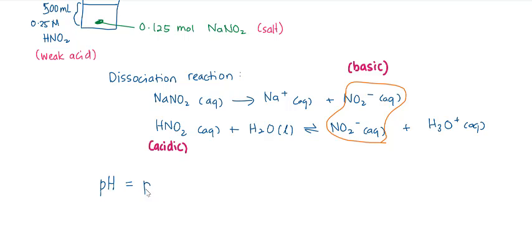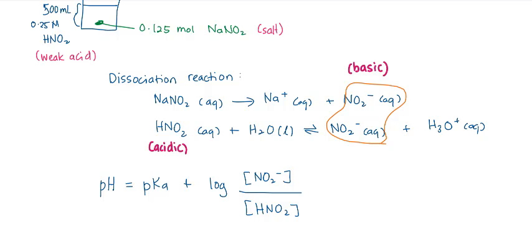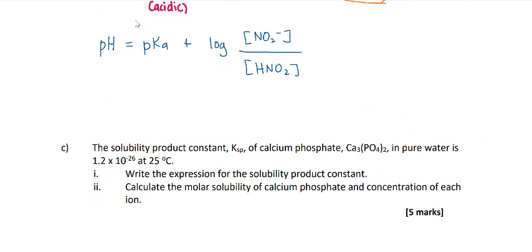So pH is equal to pKa plus log concentration of conjugate base. Our conjugate base is NO2 minus, or you can use the salt NaNO2, over concentration of weak acid. So now we need the pH. We already have the Ka, so we can find the pKa because pKa is equal to negative log Ka. But now we need to find the concentration for these two.